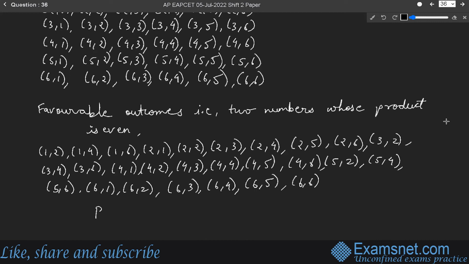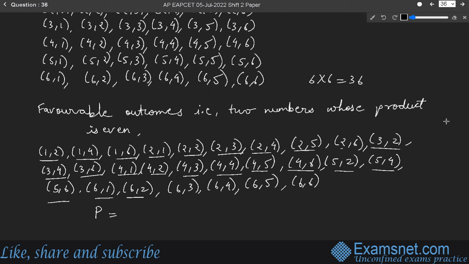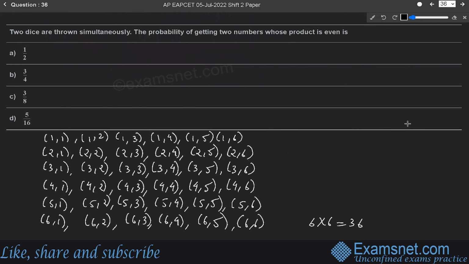So the required probability will be favorable outcomes divided by total number of outcomes. You can see that total number of outcomes will be 36, which is 6 into 6. And the favorable outcomes here are 1, 2, 3, 4, 5, 6, 7, 8, 9, 10, 11, 12, 13, 14, 15, 16, 17, 18, 19, 20, 21, 22, 23, 24, 25, 26, and 27. So favorable outcomes upon total number of outcomes will be equals to 3 upon 4. Therefore, the required probability here is 3 by 4. So option number B is the correct option for this question.